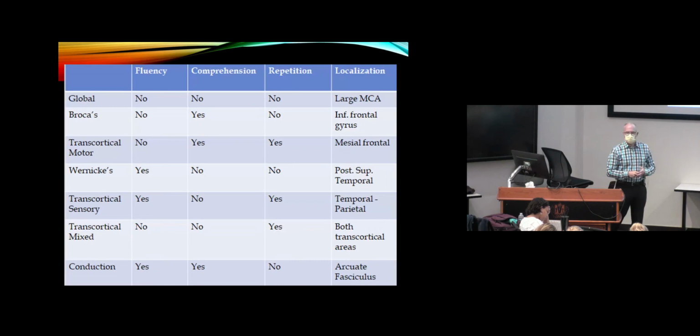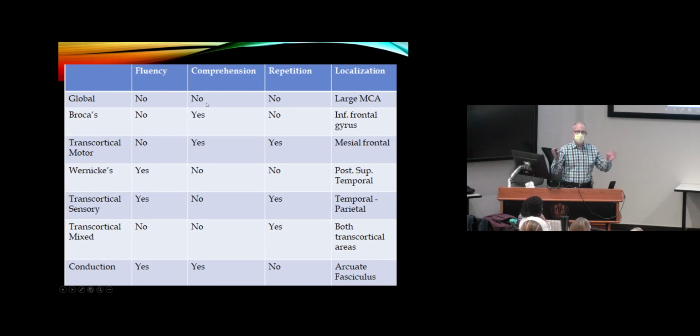All right, so here's a busy table to help you distinguish between all the different types of aphasia. Let's go through this here. In a global aphasia, a big MCA stroke, Broca's area is affected, so they're not fluent. Wernicke's is affected, so they can't comprehend. We've destroyed everything, including the arcuate fasciculus, so they can't repeat sentences. Okay? So that's a large MCA stroke.